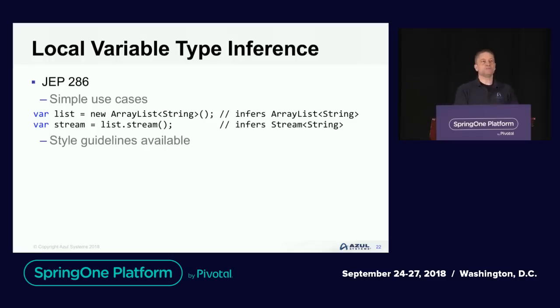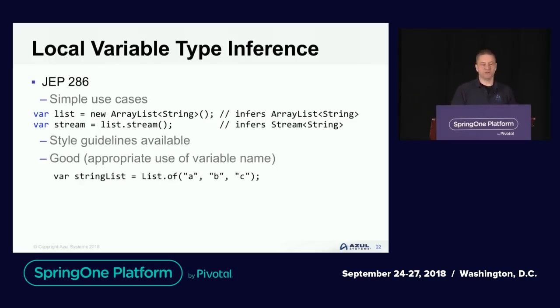So some style guidelines have been provided to try and help you to understand where to use it and where not to use it. So there's things like, a good idea is to use descriptive variable names. We all do that, don't we? Because it's just the way we write code. So var stringList obviously indicates that it's a list of strings, and that's very simple. One thing I would say is that var is actually a reserved type, not a reserved word. What does that mean? Well, it means you can name a variable var, and that will work quite happily.